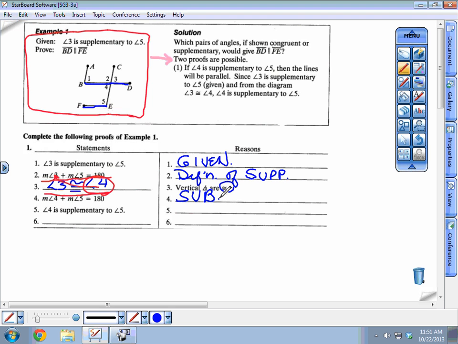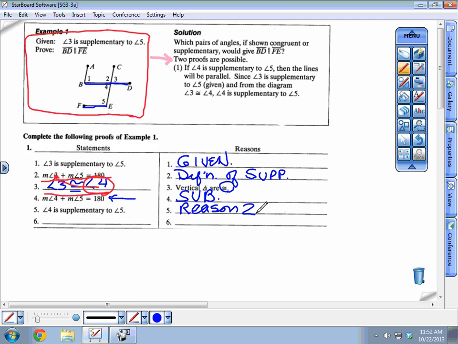Now angle 4 is supplementary to angle 5. Why is 4 supplementary to 5? Think about where you came from. You just said that 4 plus 5 equals 180. So the next logical thing to say is 4 is supplementary to 5. Why? Because of the definition of supplementary, or we can just write reason 2, because you can always refer to one of your previous reasons.